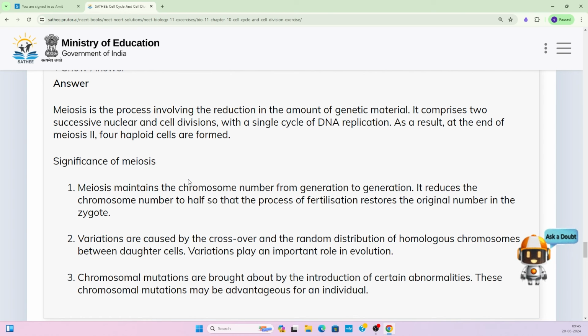So what does it comprise? It comprises two successive stages, the nuclear division and the cell division, within a single cell cycle, with DNA replication that takes place in the S phase of interphase. And as a result, at the end of meiosis II, 4 haploid cells are formed.